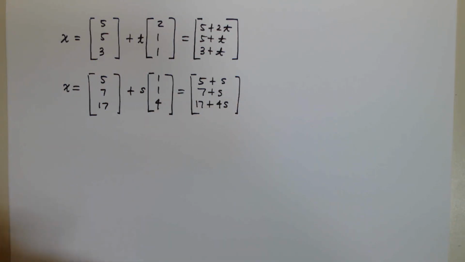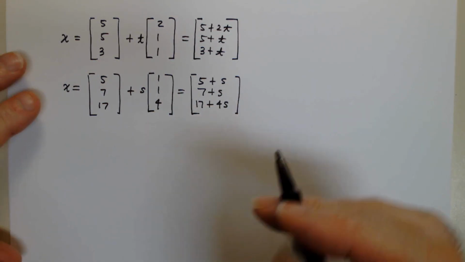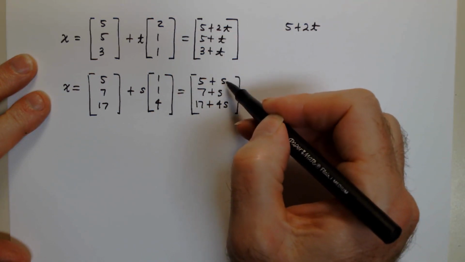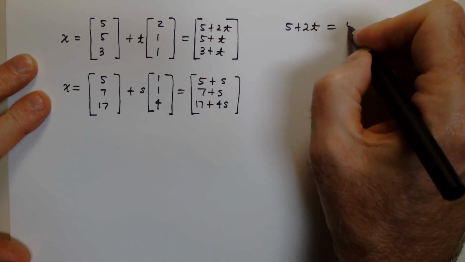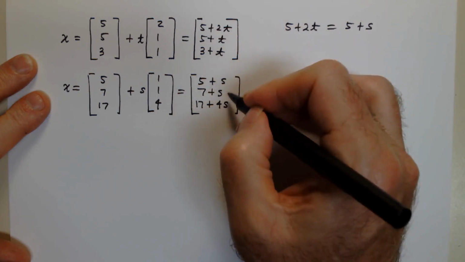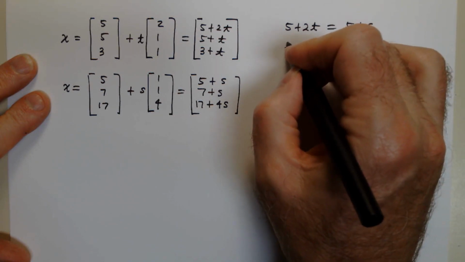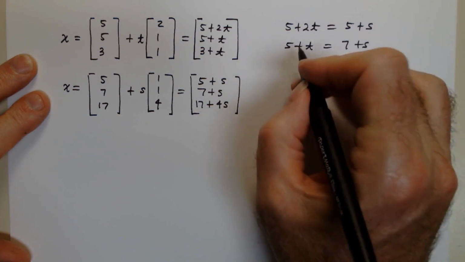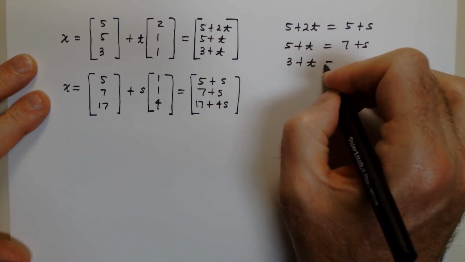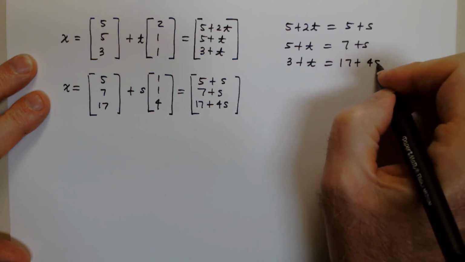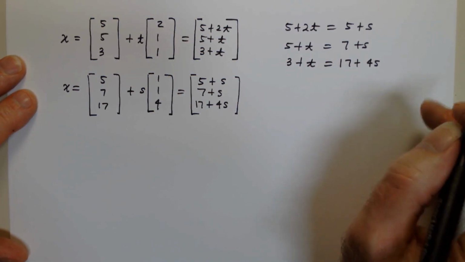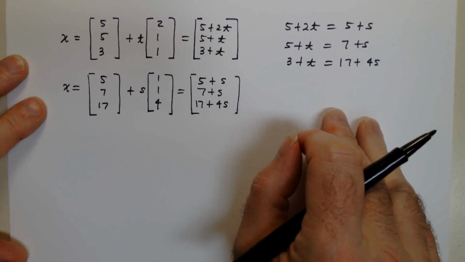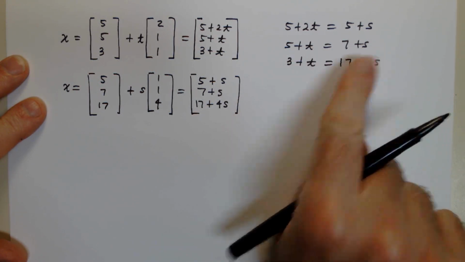So the condition for meeting, the condition for intersecting, is that 5 plus 2t, this first component, would have to equal that first component. That second component would have to equal that second component. And the third component would have to equal the third component. Okay, now we can rewrite these equations. Let's get all the variables on one side, and let's get all of the constants on the other side. So I'm going to keep the variables on the left, and I'll keep the constants on the right.